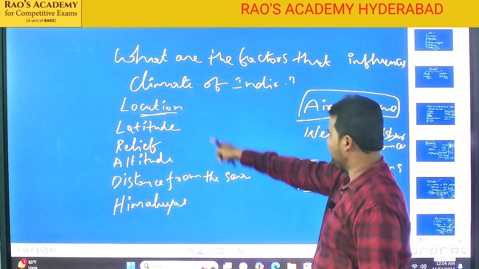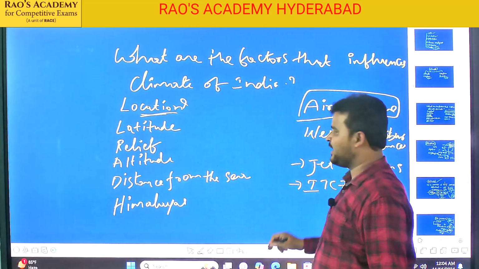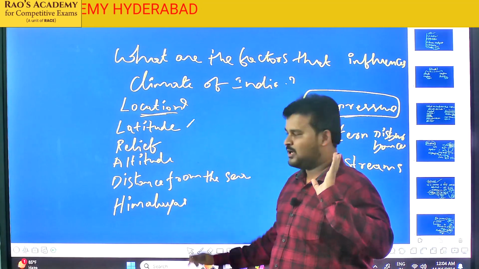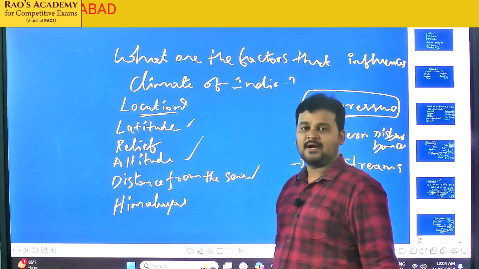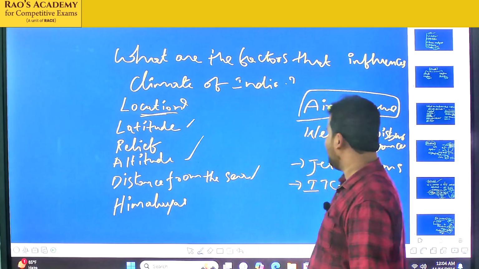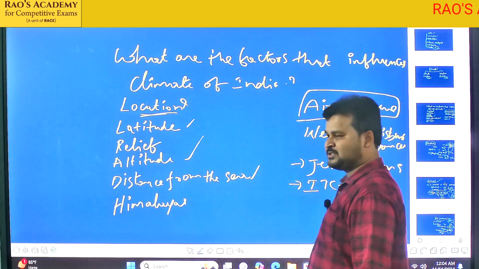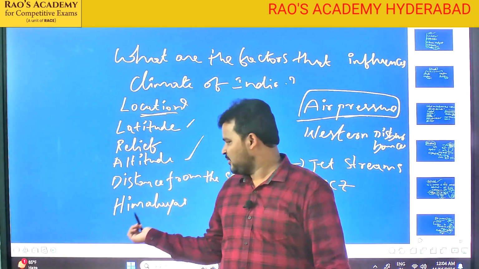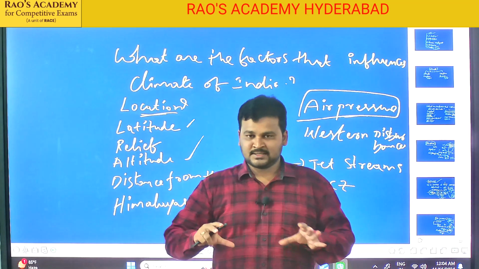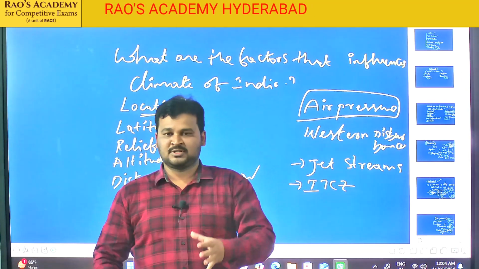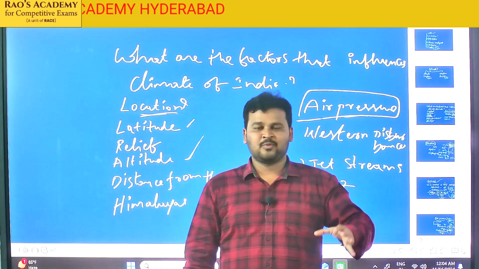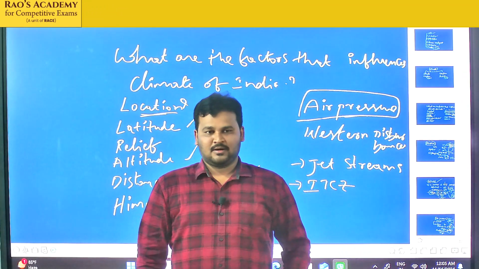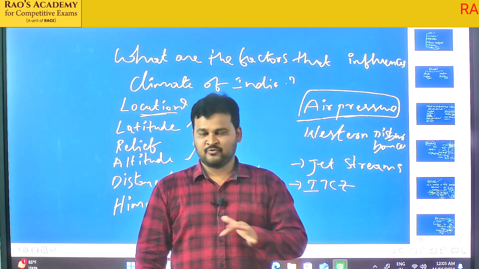Finally, these are the factors: on the basis of location and on the basis of air pressure. On location: latitude, relief, altitude, distance from the sea, as well as the Himalayas. And coming to air pressure: western disturbances, ITCZ, and also jet streams. So these are the factors that influence the climate of India. I have discussed each and every concept with examples. This is about how these parameters influence the climate of India.